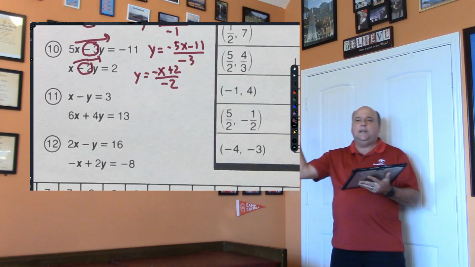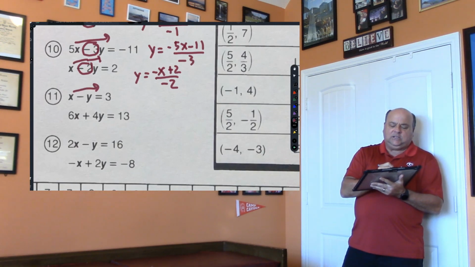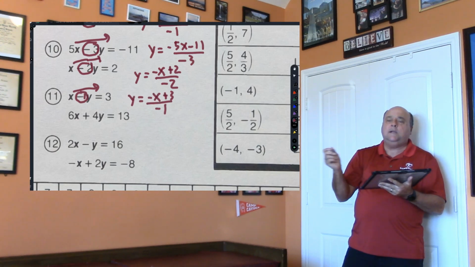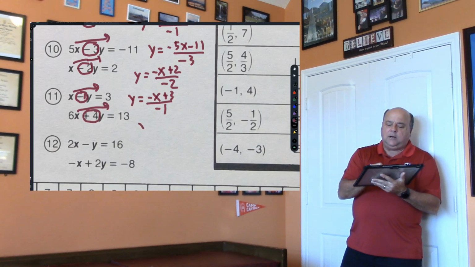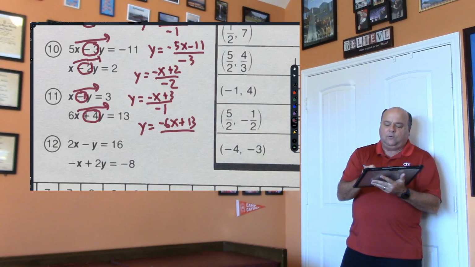Fun. 4 more to do. The x flips, the y goes on the bottom. So we're going to get y equals negative x plus 3 over negative 1. Fun. The x flips, the y goes on the bottom. Y equals negative 6x plus 13 over 4.